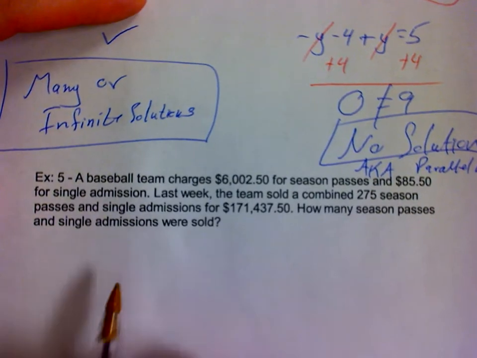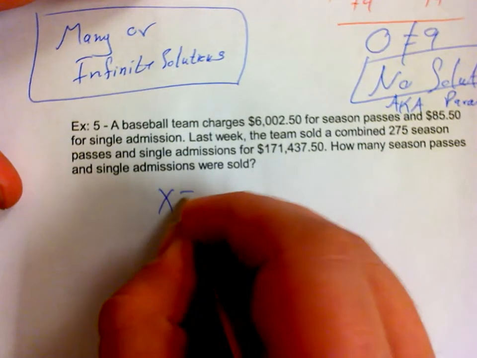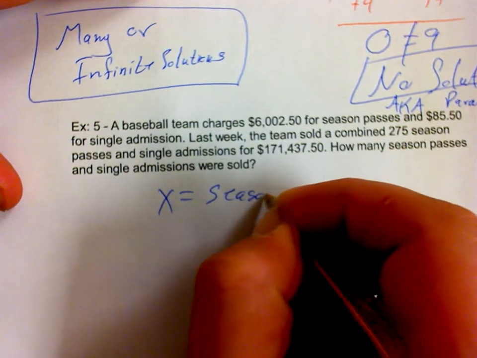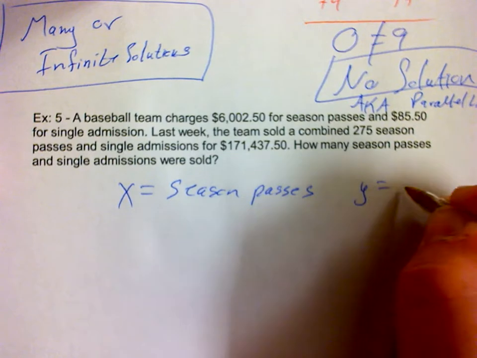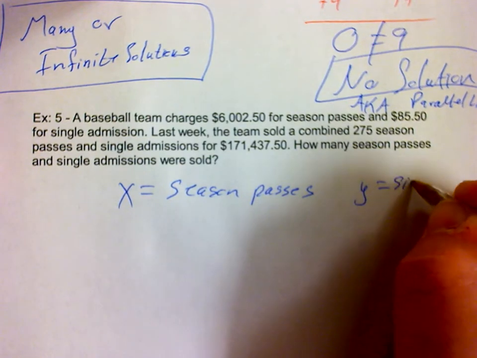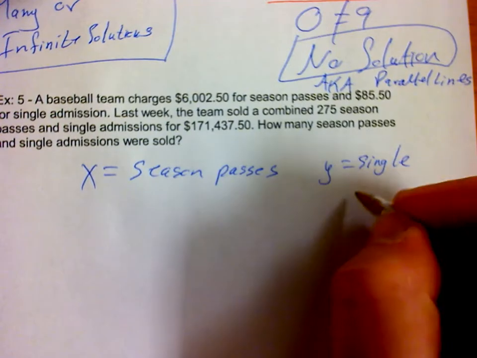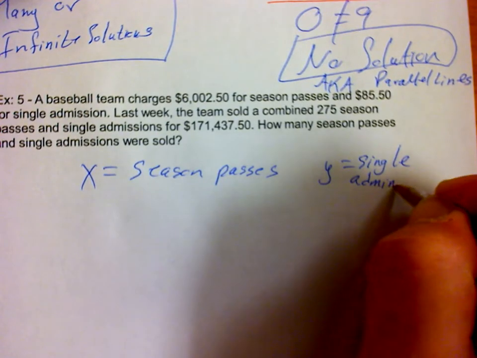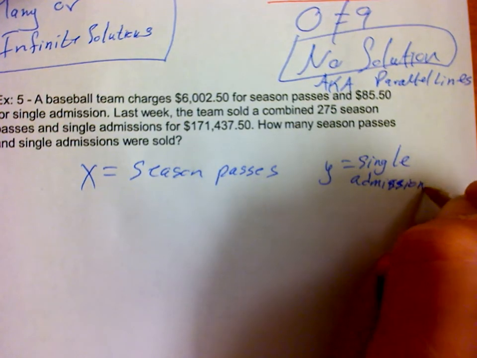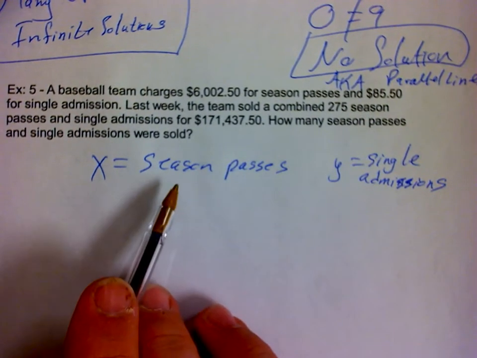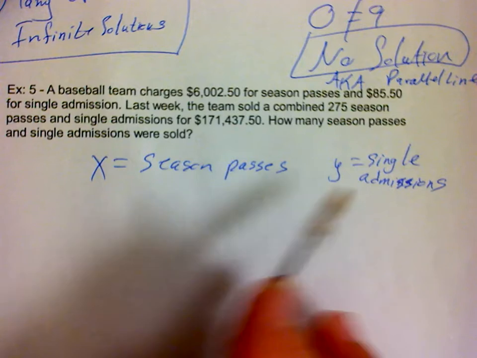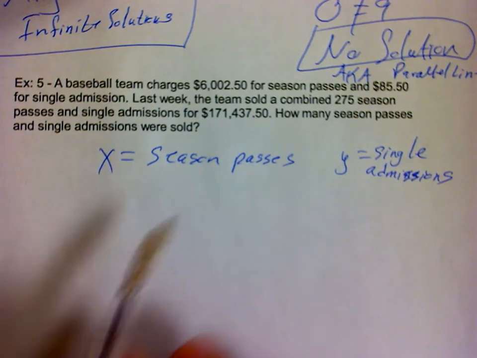So, here's the thing. We're going to have two variables. We're going to let x equal season passes, and we're going to let y equal single admissions. Now I could use whatever letters I want here. We could have used P for passes and A for admissions, but we're going to go ahead and leave it like this.